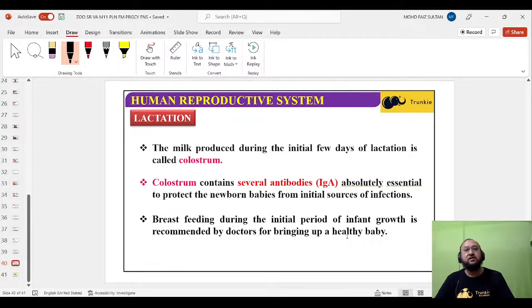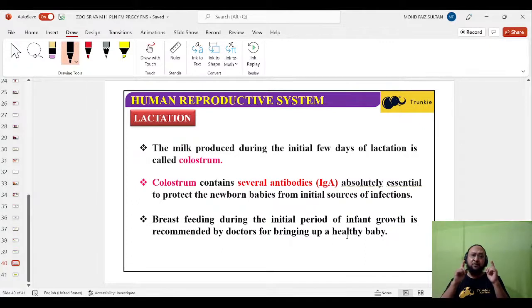Breastfeeding during the initial period of infancy is recommended by doctors for bringing up a healthy baby. Not everyone knows that only mother's milk is so nutritious and healthy for the child. Up to 6 months only mother's milk is recommended by the doctors, so that there will be proper growth and development of the infant from birth to 2 years. It's called the period of infancy.